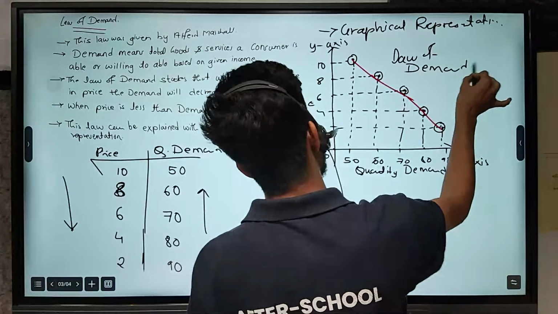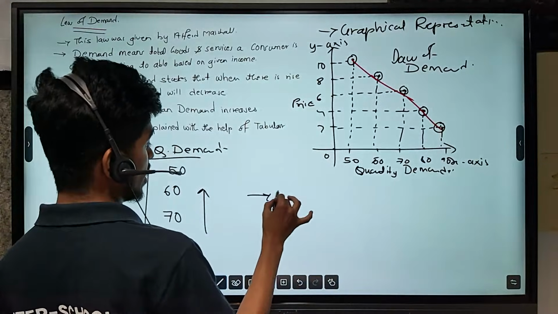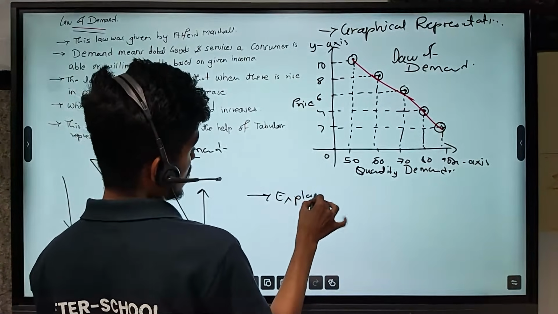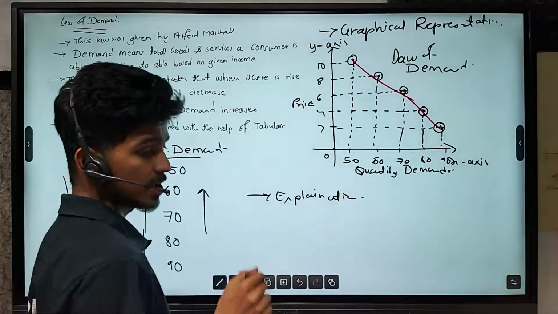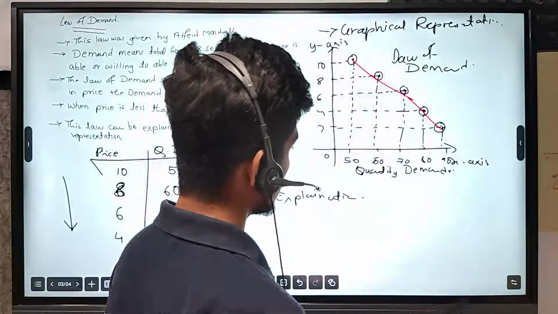You can write, and then you have to write the explanation. Again, same as how we did for the marginal utility. The y-axis represents the price, the x-axis represents the quantity demanded.